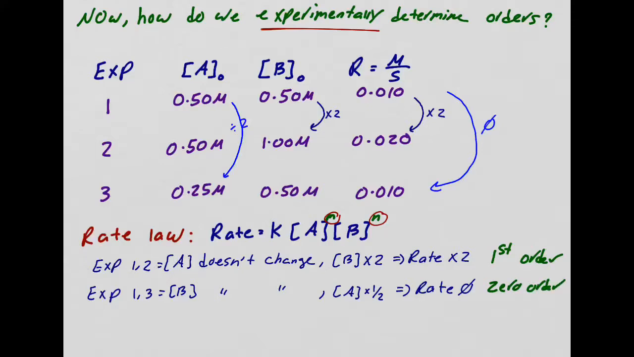Because that means the concentration doesn't matter. The A does not affect the rate whatsoever. So I changed the concentration of A, I made it half, and nothing happened to the rate. The rate remains the same. So what does that mean? That means the A concentration does not matter. It does not affect my rate. Do you guys agree? Okay.